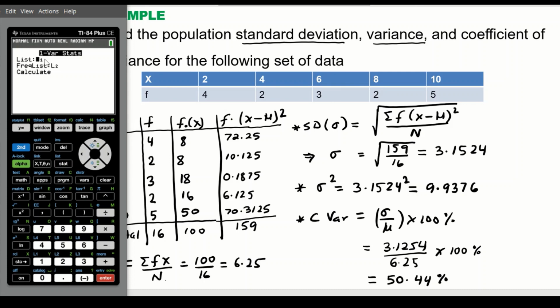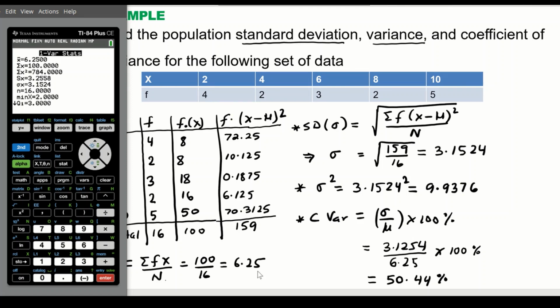Your x value is in list 1, that's good, and frequency is in list 2. Make sure you have L1 here and L2 here, and then calculate. Remember, we are calculating the population standard deviation, which is sigma. You can see here sigma is 3.1524. Also, our mean is 6.25, which we obtained here. So you can always verify your answer using your TI-84 calculator.